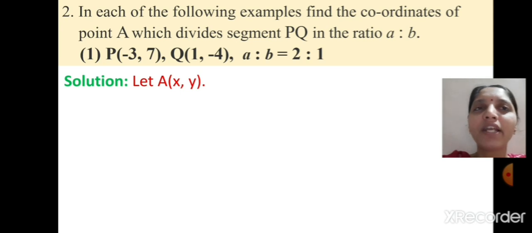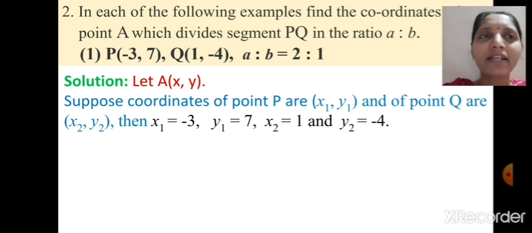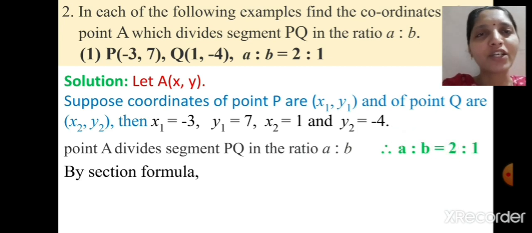Let A has coordinate x, y. Suppose coordinates of point P are x1, y1 and point Q have coordinates x2, y2. Then x1 is equal to -3, y1 is equal to 7, x2 is equal to 1 and y2 is equal to -4. Now write the ratio here. Point A divides segment PQ in the ratio a:b. Therefore, a:b is equal to 2:1.